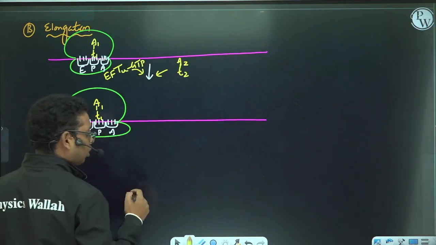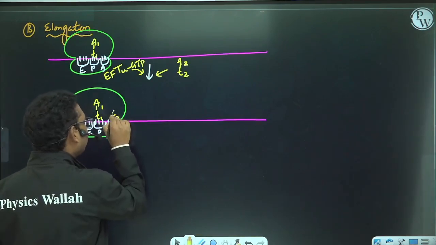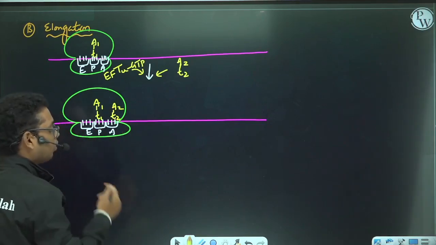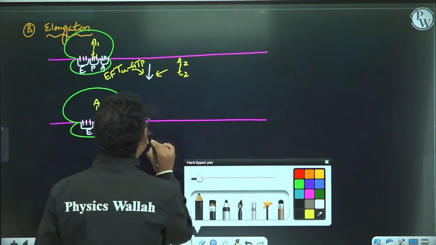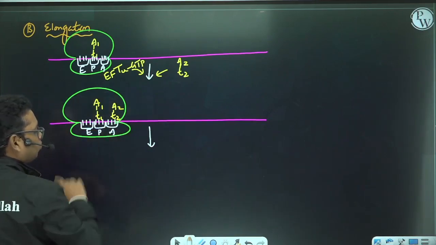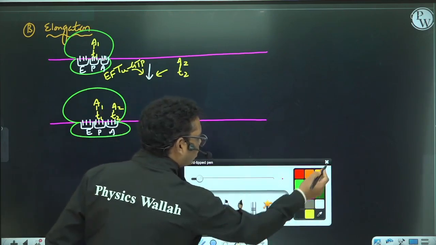Okay, so the elongation factor Tu, when it is bound with GTP, that means when it is active, it will guide the binding of this second amino acid tRNA to the A site. The first tRNA binds at the P site, the remaining upcoming tRNAs bind at the A site. So now here the second tRNA bound with the second amino acid will come and bind. Okay. Now in the next step, what will happen? Let me write this part again here.